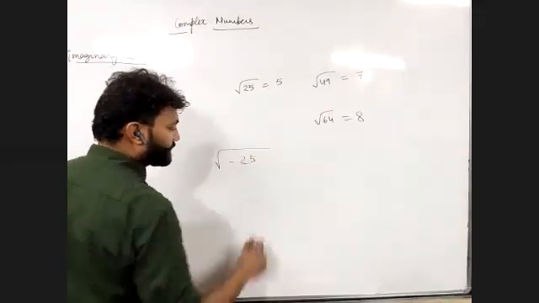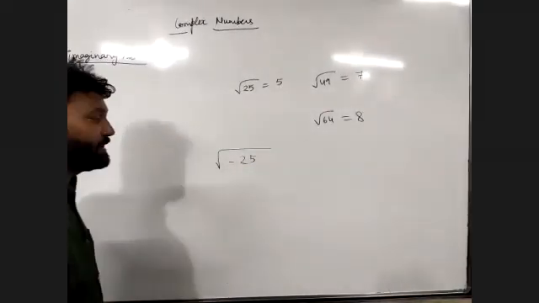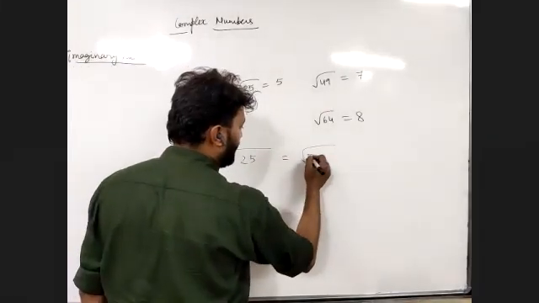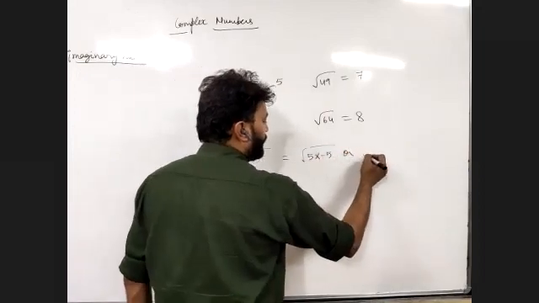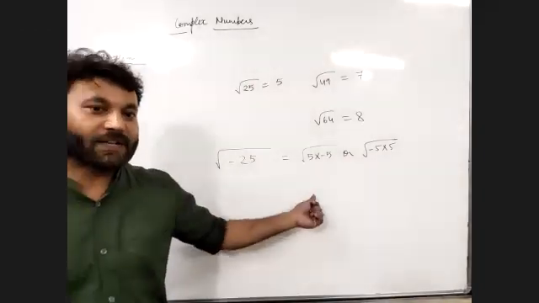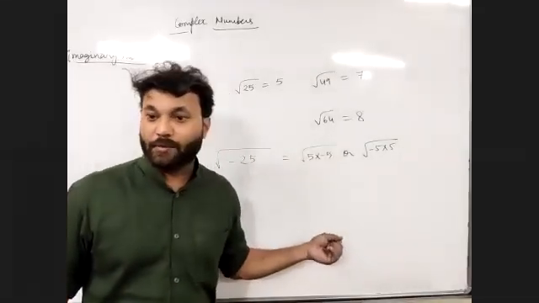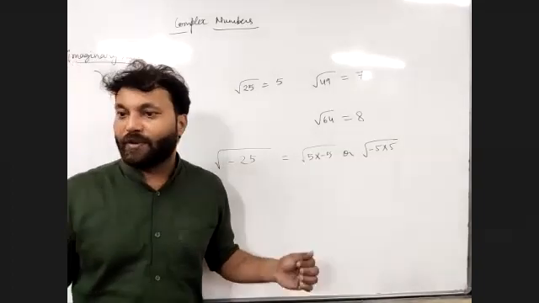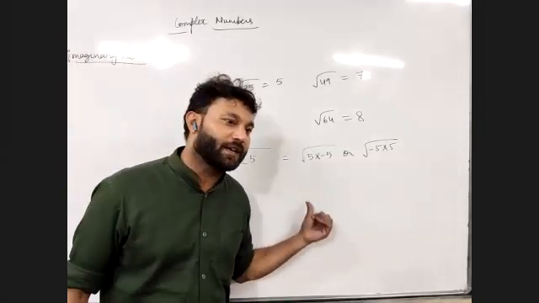यही अगर ये होता -25, -25 को हम ब्रेक कर सकते थे 5 into -5 or to the max -5 into 5. But these two factors are not the same. These two factors are not equal. So it will not be possible for us to take the square root of a negative number.